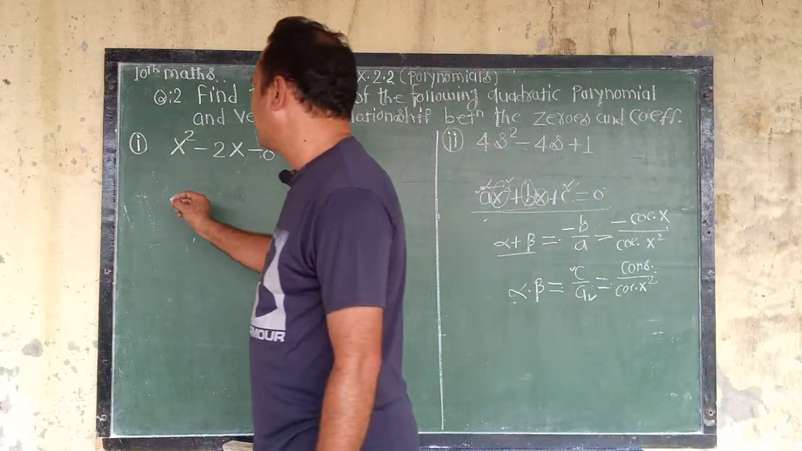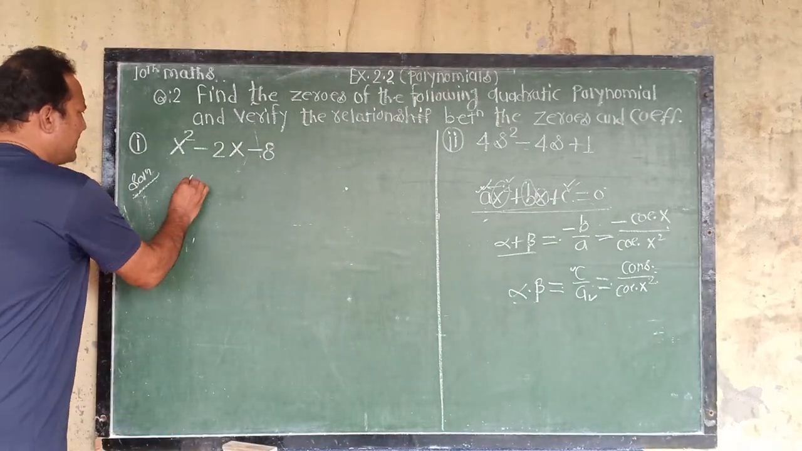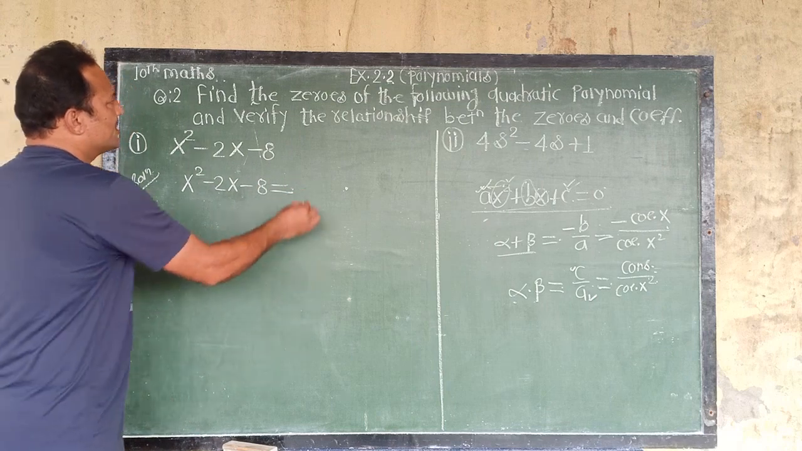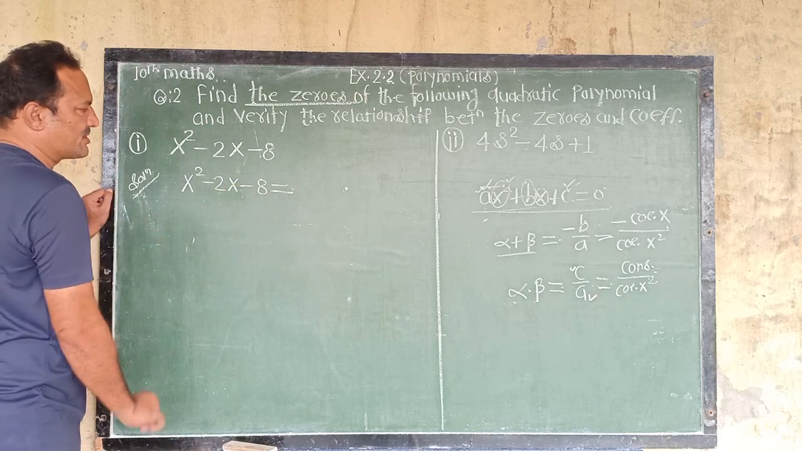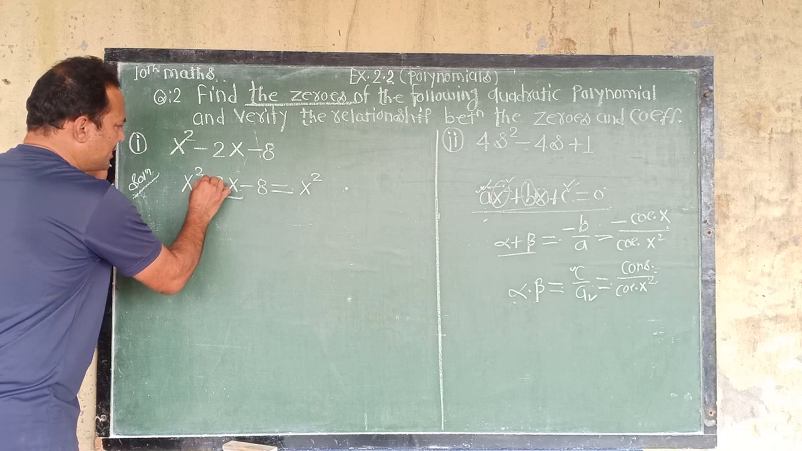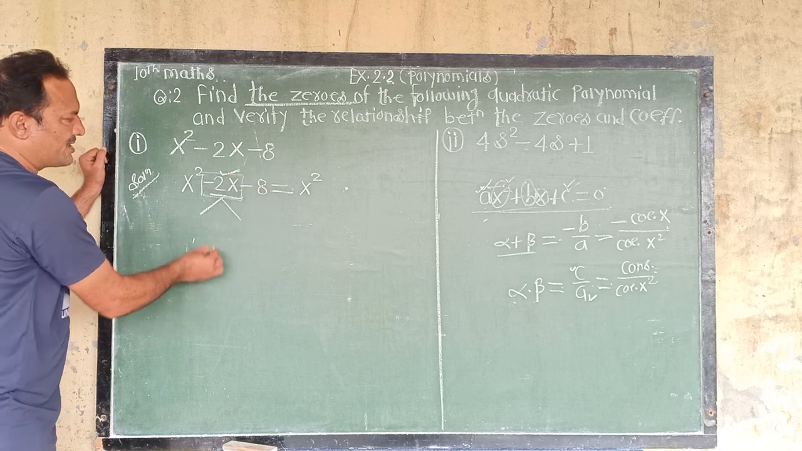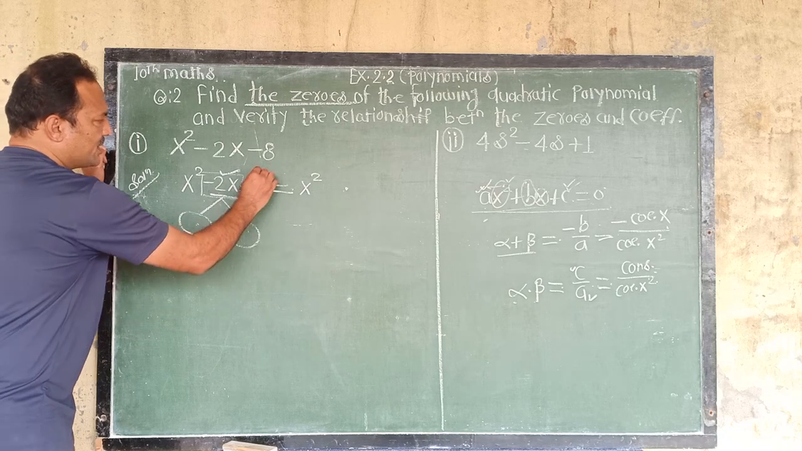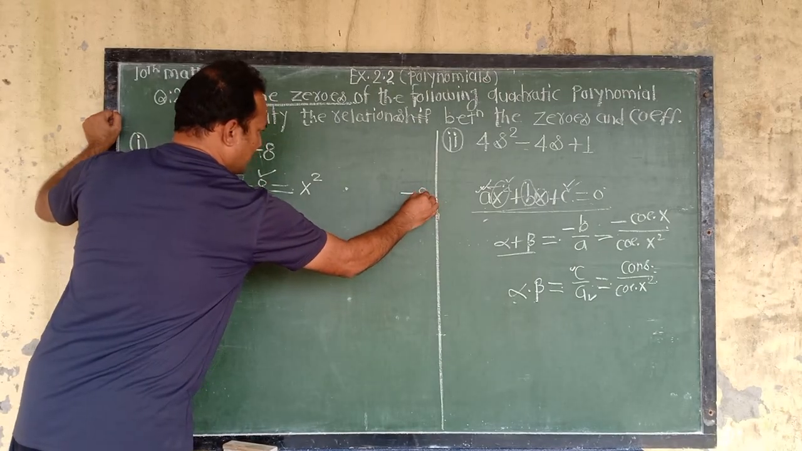Now look here, the first example solution. The given example is x square minus 2x minus 8. We have to find the zeros for the given quadratic equation. First we factorize. You have to factorize the middle term. If we add or subtract, we should get the same number minus 2x, and if we multiply these two factors, the product should be minus 8. Write the minus 8 as it is.